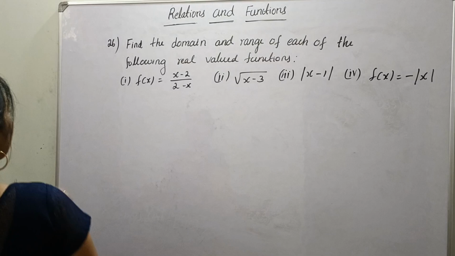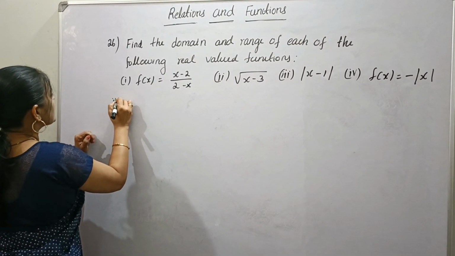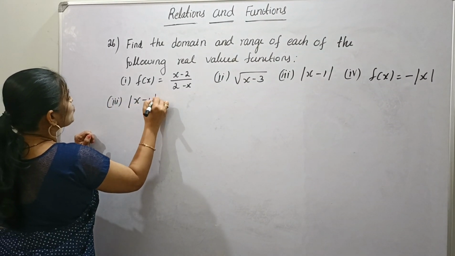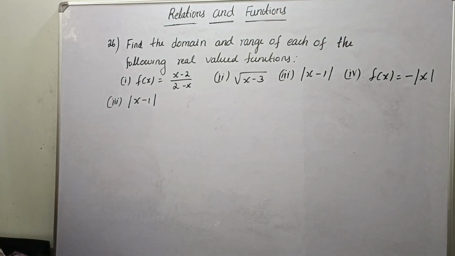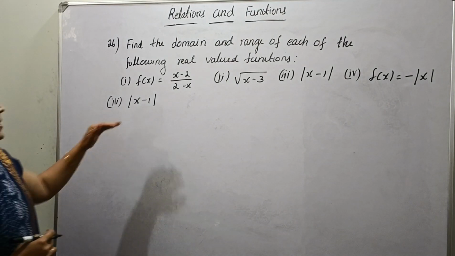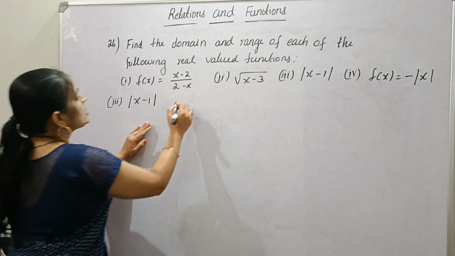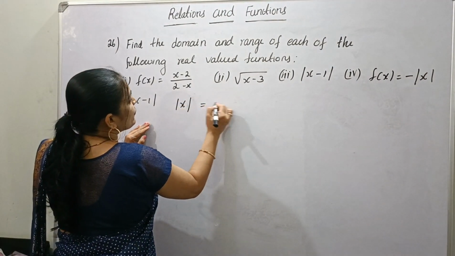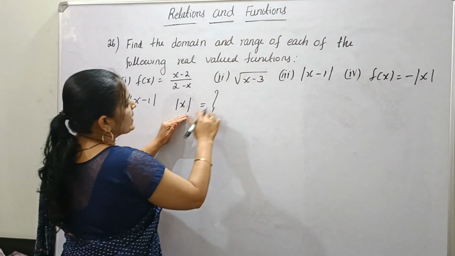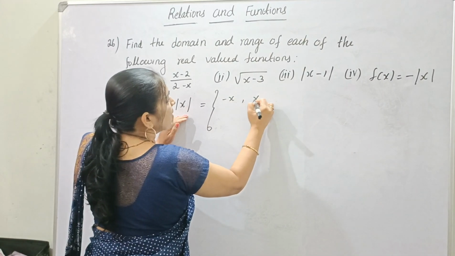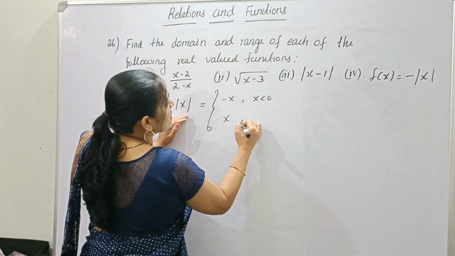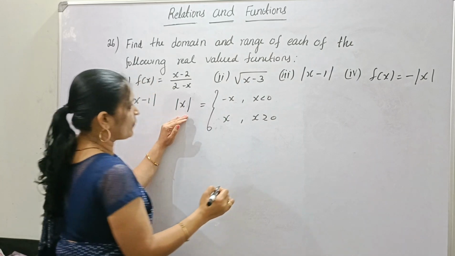Let us go through the third one. The third one is modulus x minus 1, so f of x is equal to modulus x minus 1. Here, we know that modulus x is defined as minus x when x is less than 0, and x when x is greater than or equal to 0.